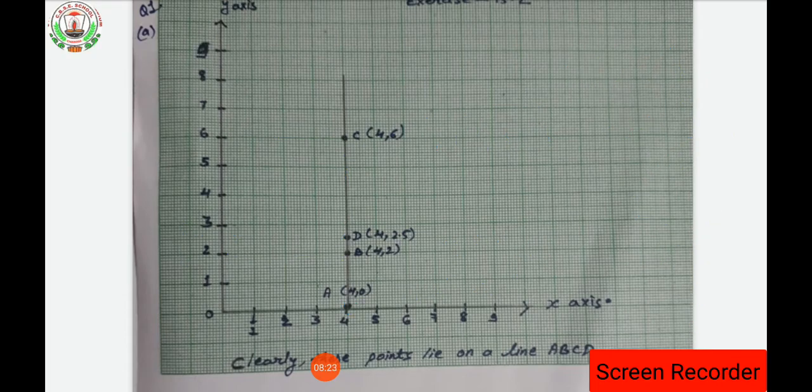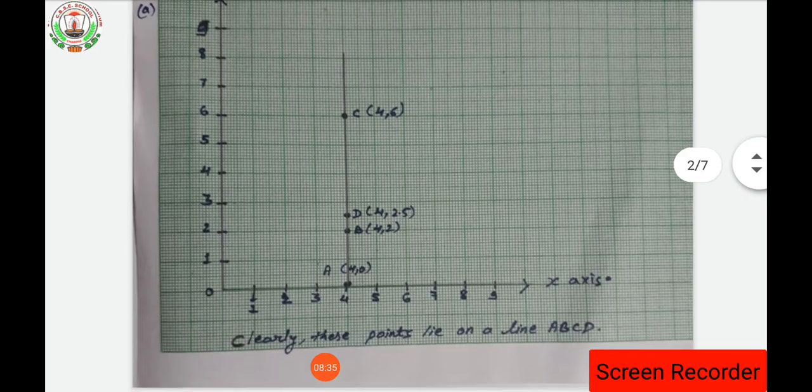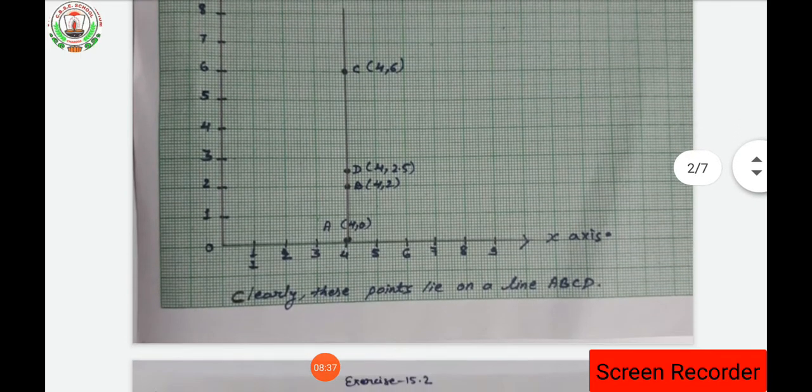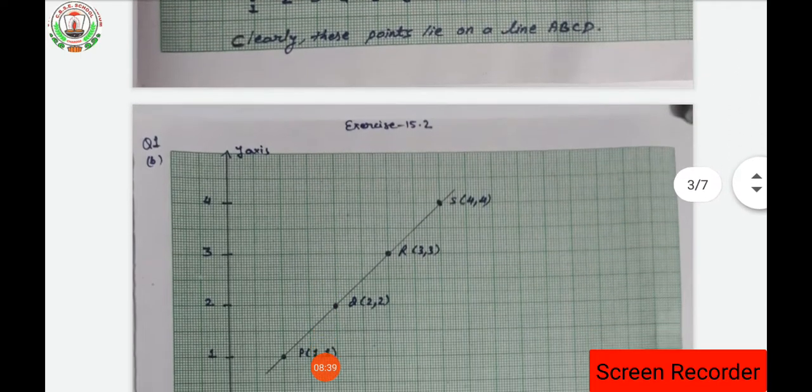So have you understood the graph? This is the graph which you have to draw on your graph paper and stick in your mathematics copy after writing the question of exercise 15.2. Clear, everyone? Clearly these points lie on A, B, C, D.